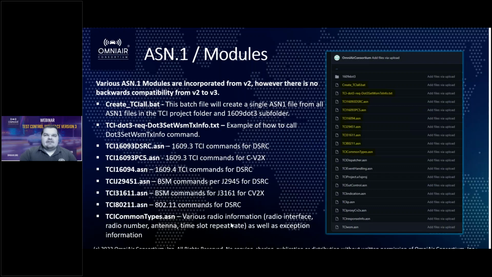Last but not least on this slide, we have various radio information. That's going to be radio number, antenna, time slot, repeat rate, and so forth. It also includes some of the exception information. If you want to learn more about the exceptions, it is located in TCI common types.